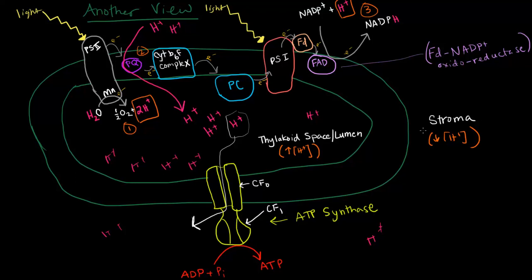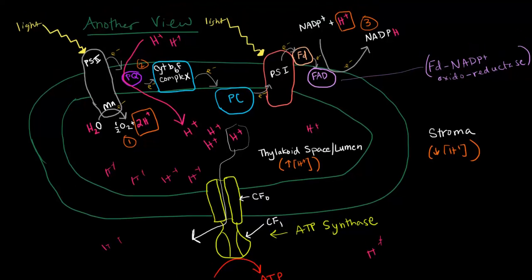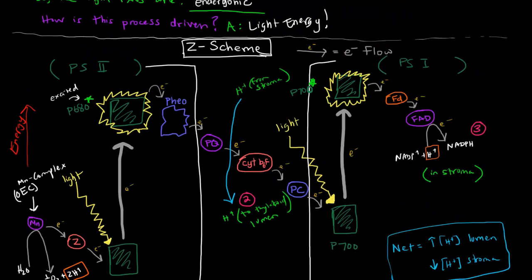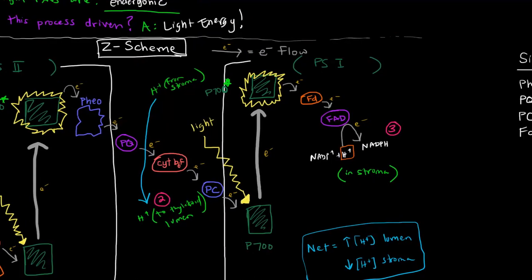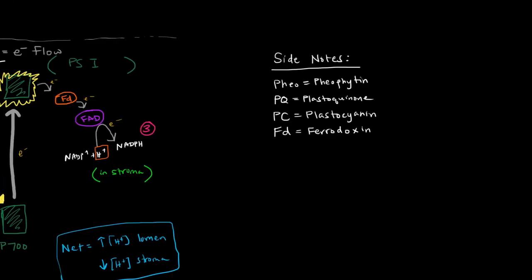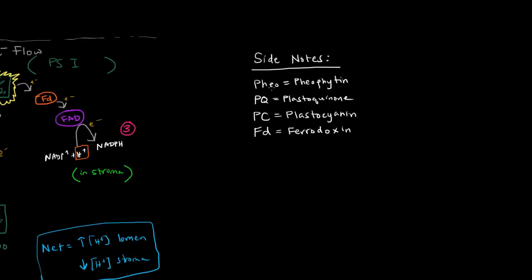I do want to mention one quick thing, in case some of the names that I mentioned were a little bit tough to spell or to see. I think I wrote them down over here somewhere. Yeah, so there's a little side notes here. The pheophytin is spelled like this, at least I think so. Plastocyanin is spelled like this. PC is plastocyanin. FD is ferredoxin. So those are just little side notes there.